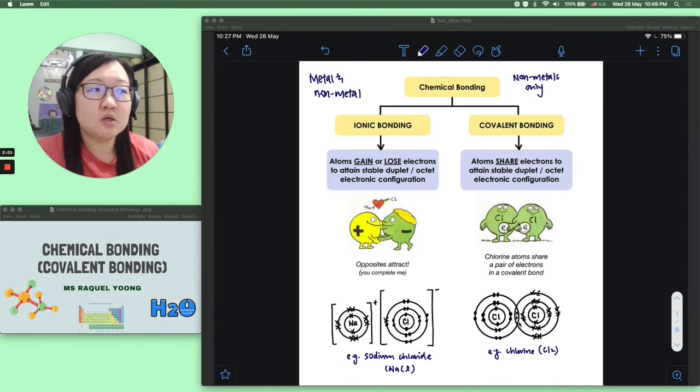Okay. So you can see very clearly in the dot and cross diagram, it's very different from that of ionic bonding. For covalent bonding, in your diagram, you need to show the electron shells overlapping, the valence shells overlapping, and then the shared electrons are found in the middle of this overlapping part.